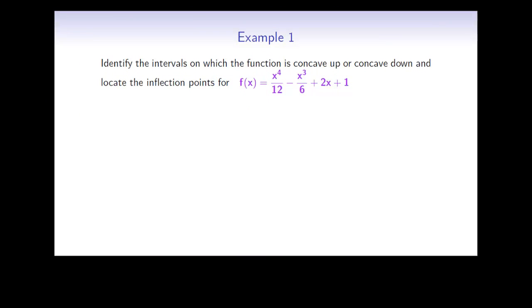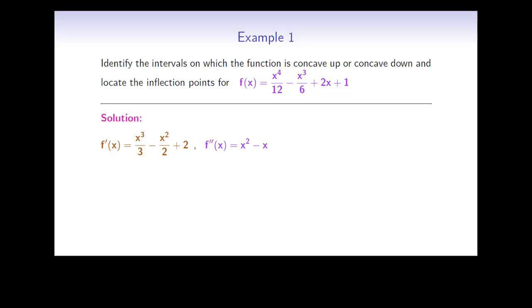We're going to do a number of examples where we're looking for intervals where a function is concave up or concave down, and also we want to find all the inflection points of the function. So the first step is to find the second derivative. So differentiating once using the power rule, we get x cubed over 3 minus x squared over 2 plus 2. Differentiate a second time, we get x squared minus x.